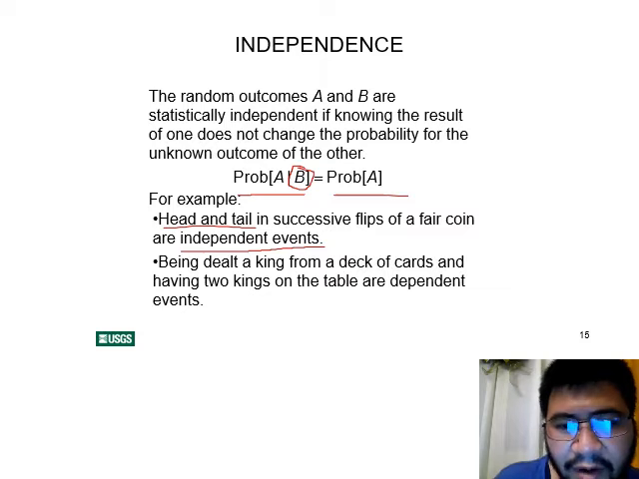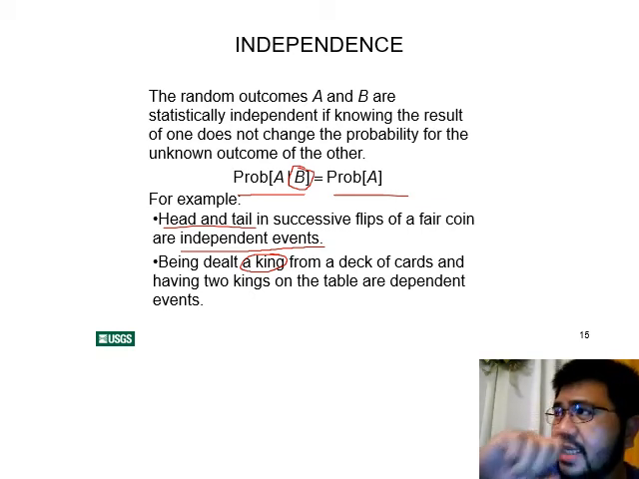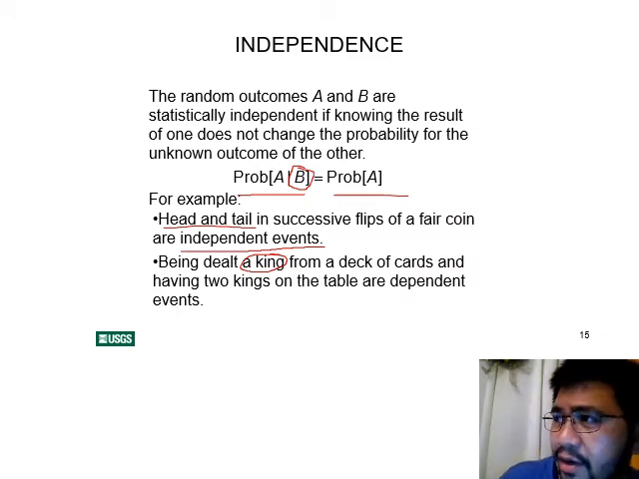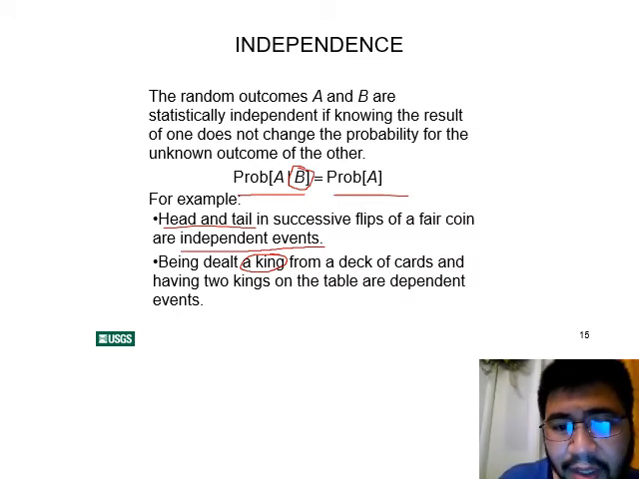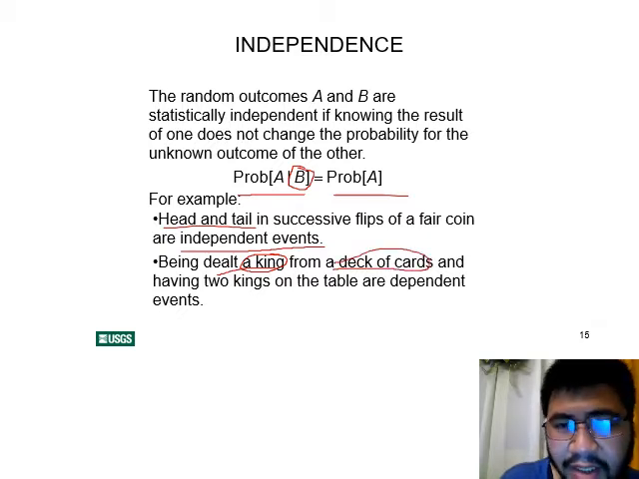Now, if you have a deck of cards, and for example, you took one king card and you did not put back the king, the chances of getting another king card, of course, will actually change. So the first event actually influenced the next event, because you modified the deck of cards from which you're drawing a card.